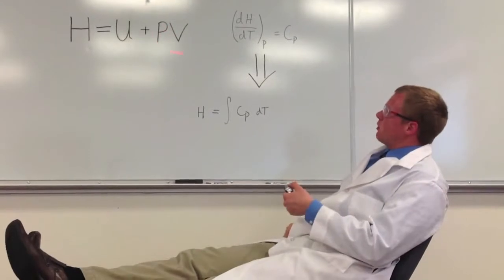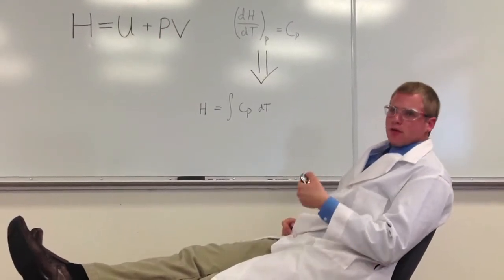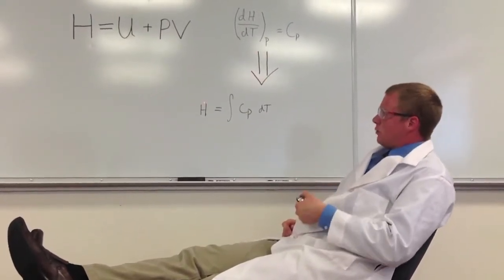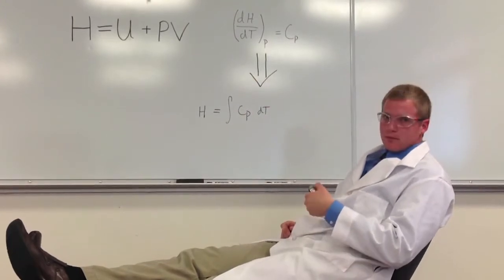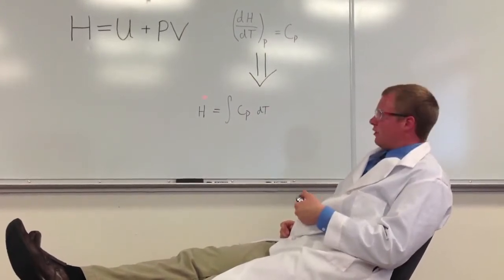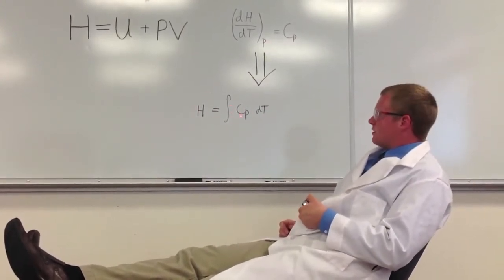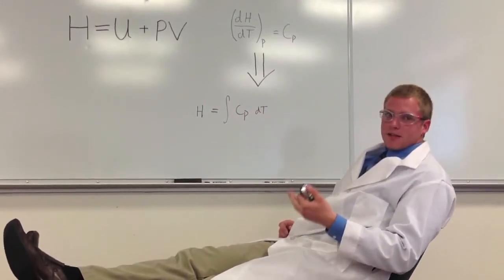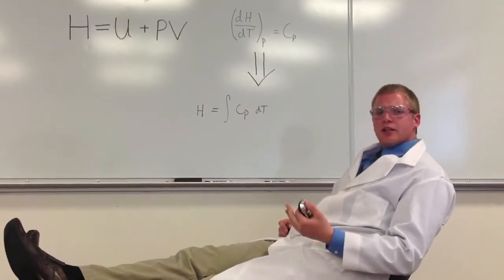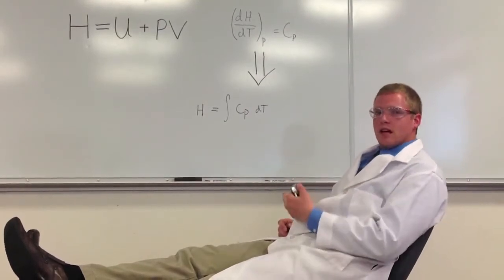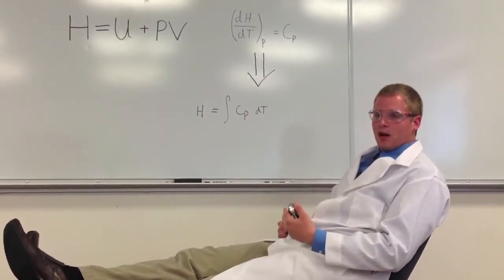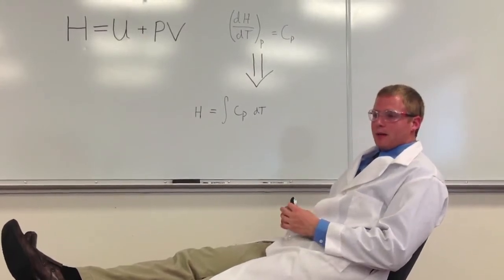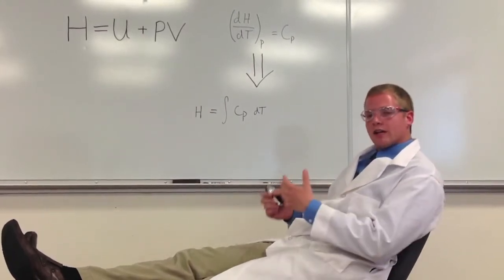So we defined these formulas earlier. Now, through a little bit of calculus magic, we can arrive at this formula. This formula tells us that enthalpy, H, is dependent on CP and temperature. Now, heat capacity, or CP, is a material property, whereas temperature, T, is a state property. This means enthalpy is dependent on both what you have and where it is.